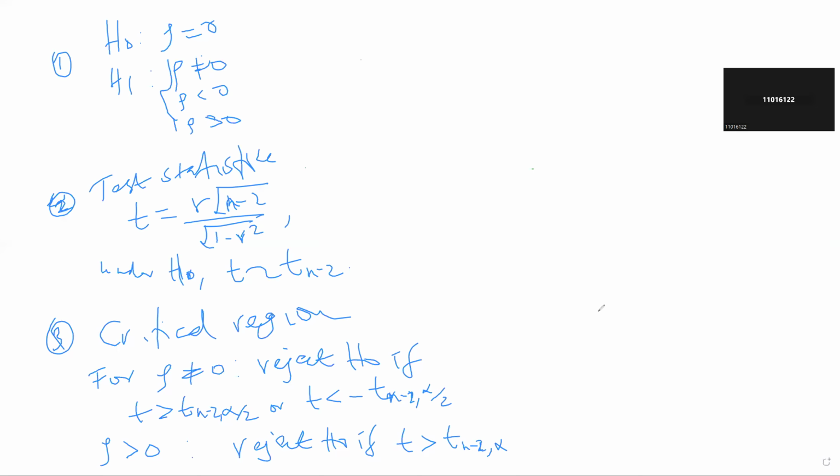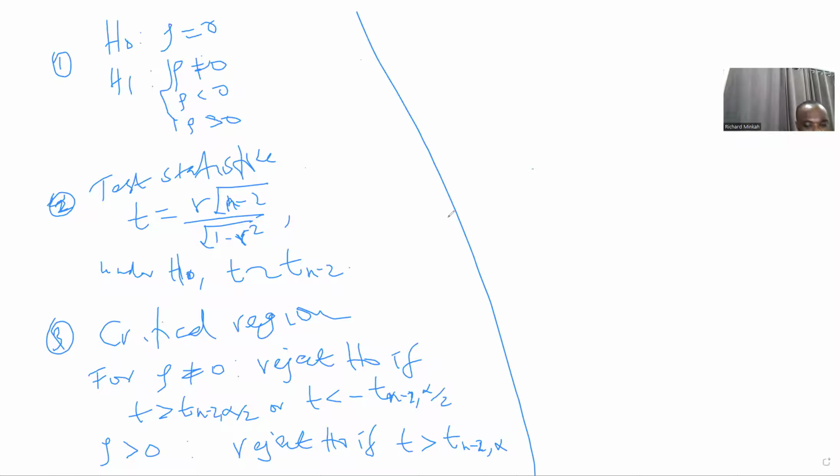Why are you subtracting 2 instead of 1? We have X and Y. Good. Okay. And then if rho is less than 0, we will reject H naught.